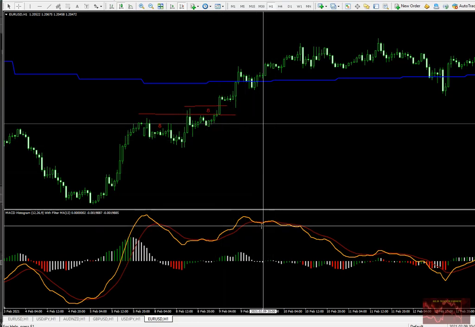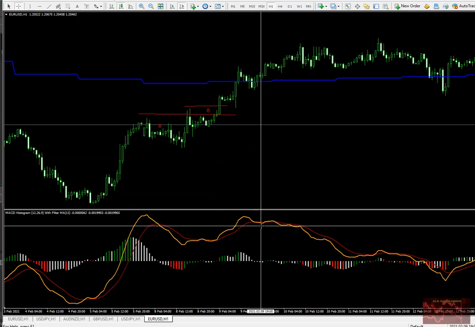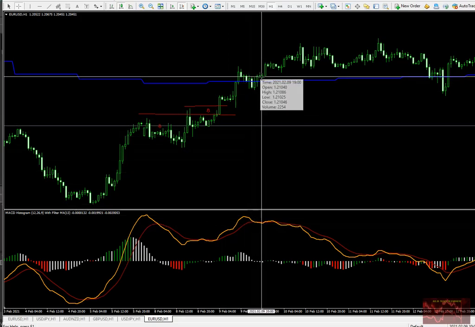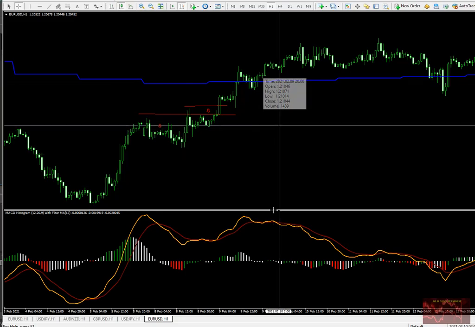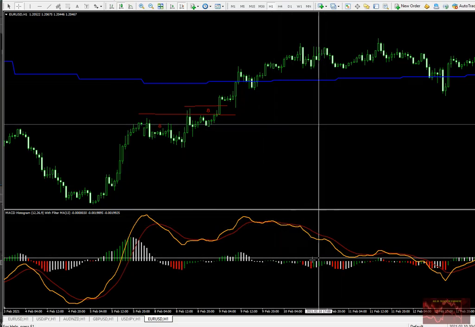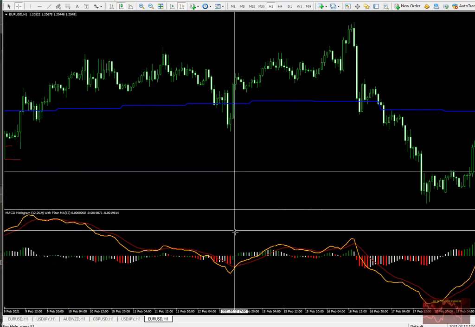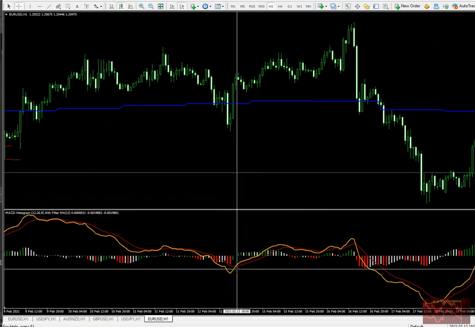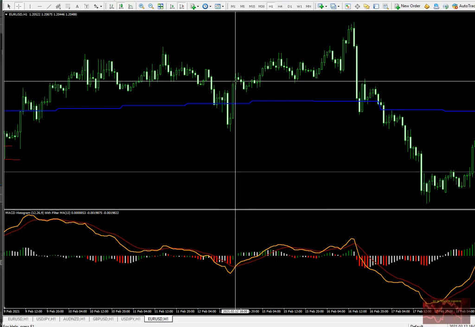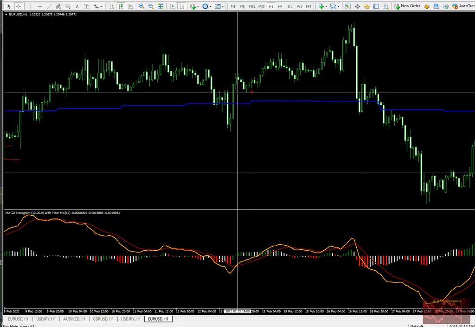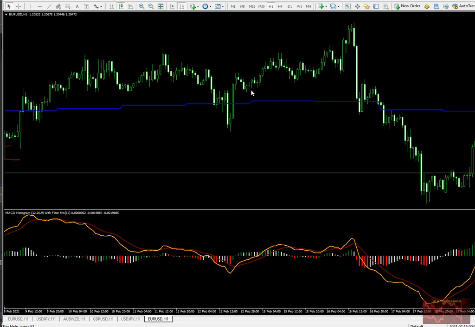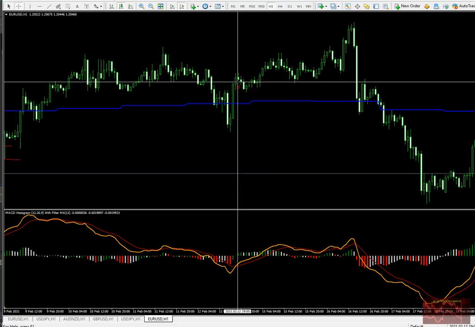The next crossover occurs just there, but price is above the 1 day moving average, so you don't sell. You're looking for the MACD to cross below the 0 line. That happens here, and yes, price is above the moving average, so we'll put up an arrow just there. So that's your buy signal.